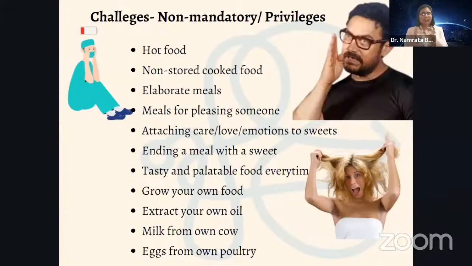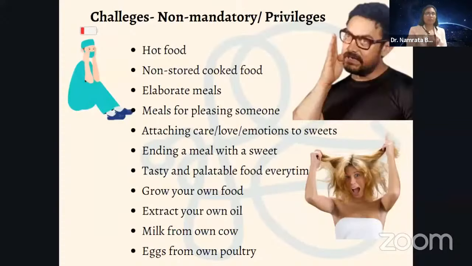Attaching this care, love, emotions to sweets and food, ending a meal with a sweet, मुंह मीठा हो जाए. Tasty and palatable food every single time. These are all actually bad habits. So see, these are privileges basically. Grow your own food, extract your own oil, milk from your own cow, eggs from your own poultry. I understand. ये तो perfect है.